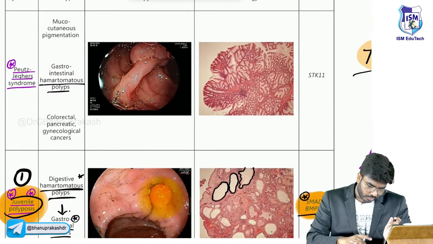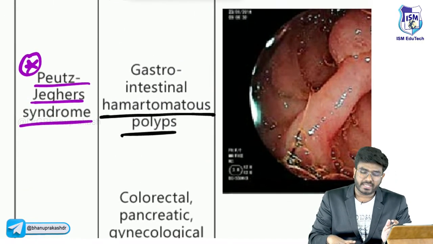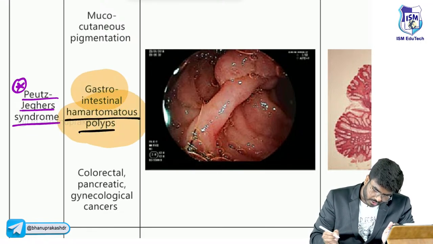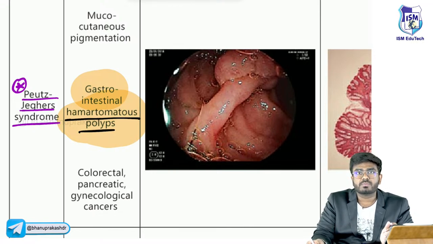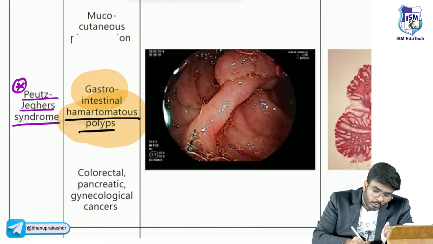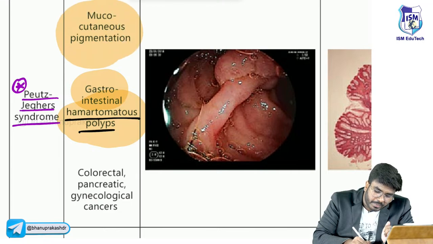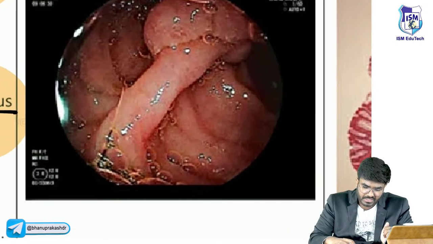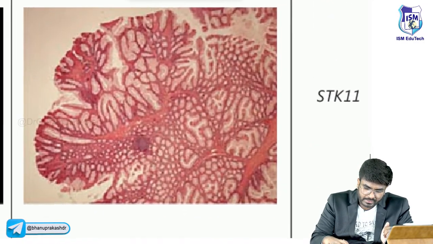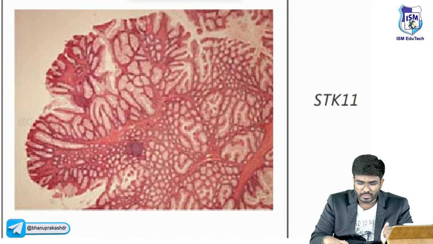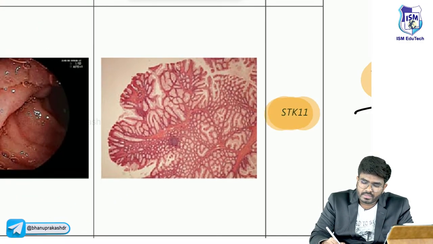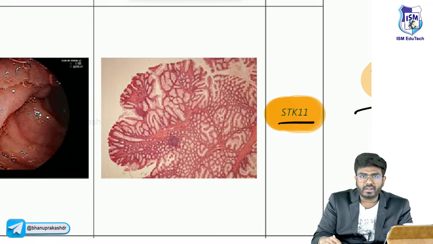The next polyp which I want you to know is Peutz-Jeghers syndrome. Even in Peutz-Jeghers syndrome, the patient is going to have gastrointestinal hamartomatous polyps. Not only that, these patients are going to have mucocutaneous pigmentation. Polyps are seen. Now, look at this polyp, how it is looking. It's more like a tree, right? It's more like a branching tree. Branching appearance is going to be seen, and this is because of STK11 gene mutation. All these points we'll write one by one.